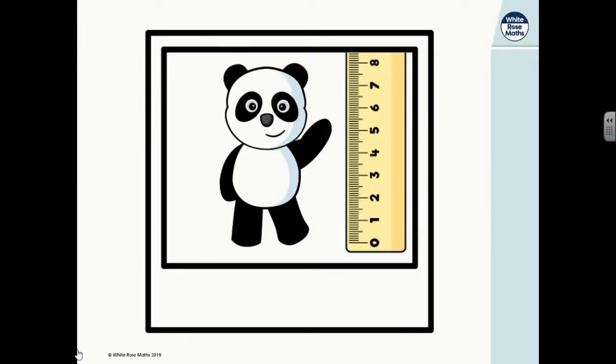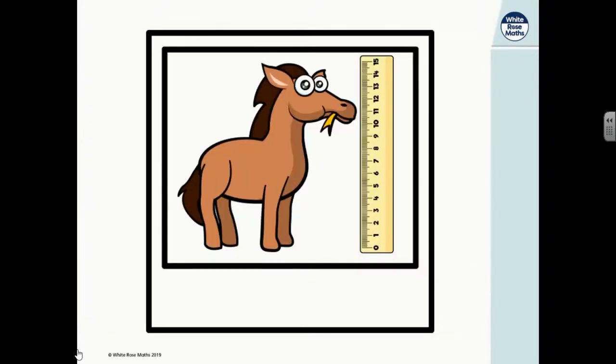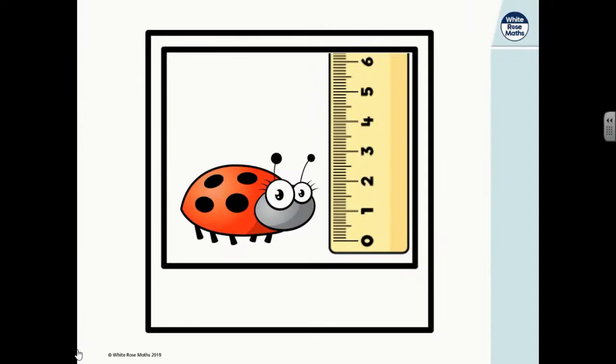Here's the panda next to the ruler, right up to the top of the photograph. Who's next? The horse next to the ruler, right up to the top as well. He's very tall. Who's next? The ladybird. She's not right up to the top of her photograph. She's only halfway up.